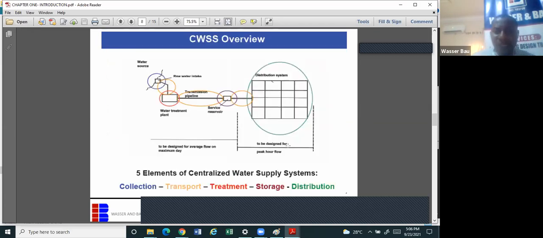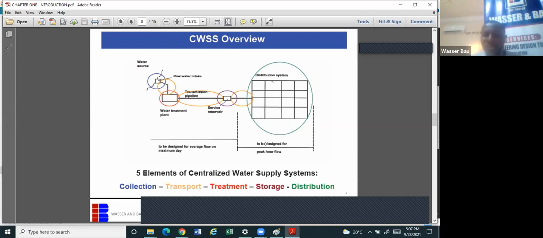Okay, my colleague just explained this. In every centralized water supply system, these are the basic components. The first component is the collection system. So you have to design the collection system, which is the raw water source. The second is what we call the transport system. Then the third is the treatment. So this is the treatment system. And then the last is the storage. And then after the storage, you now distribute.